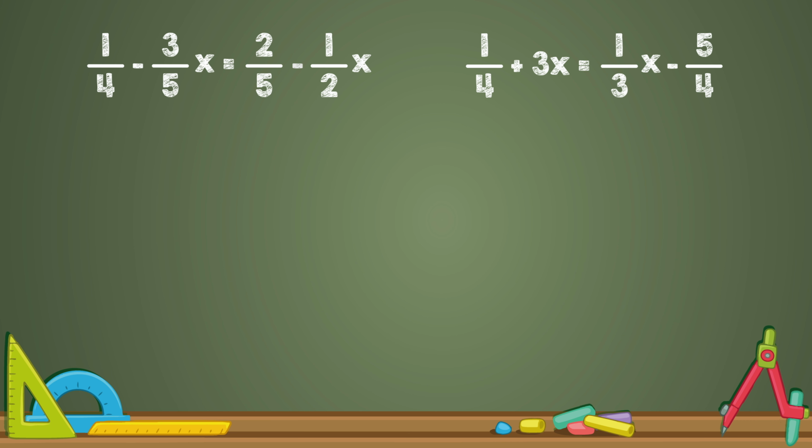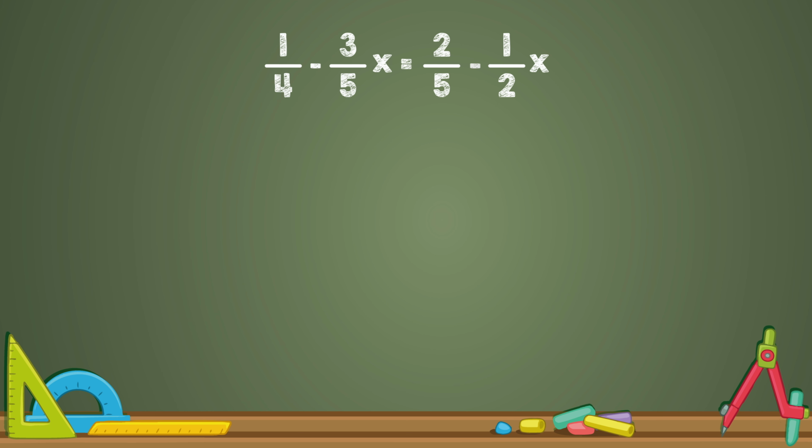Okay, I hope it worked. I start with 1/4 minus 3/5 x equals 2/5 minus 1/2 x. We start by looking for the least common multiple of the denominators. Since we have 3 different denominators, we look for the least common multiple of all 3 denominators.